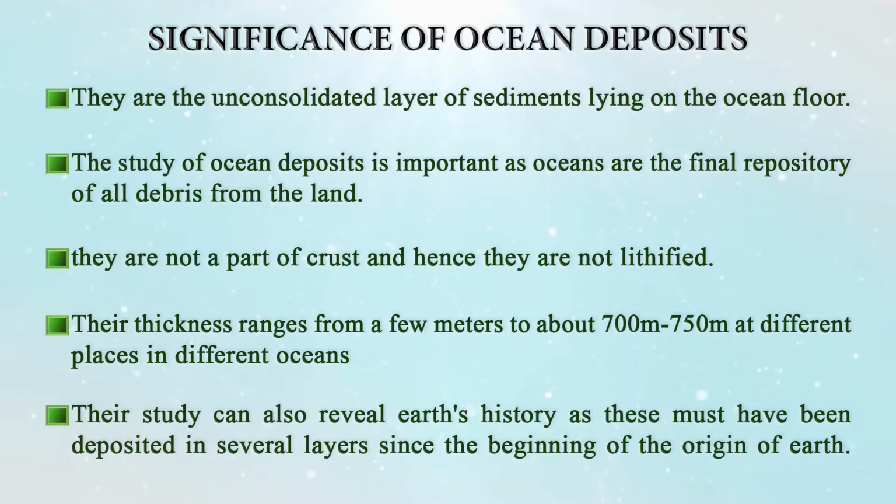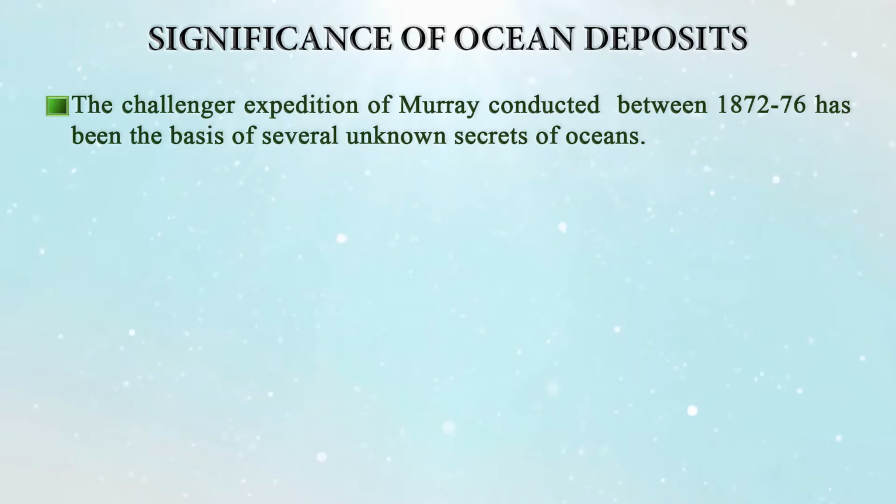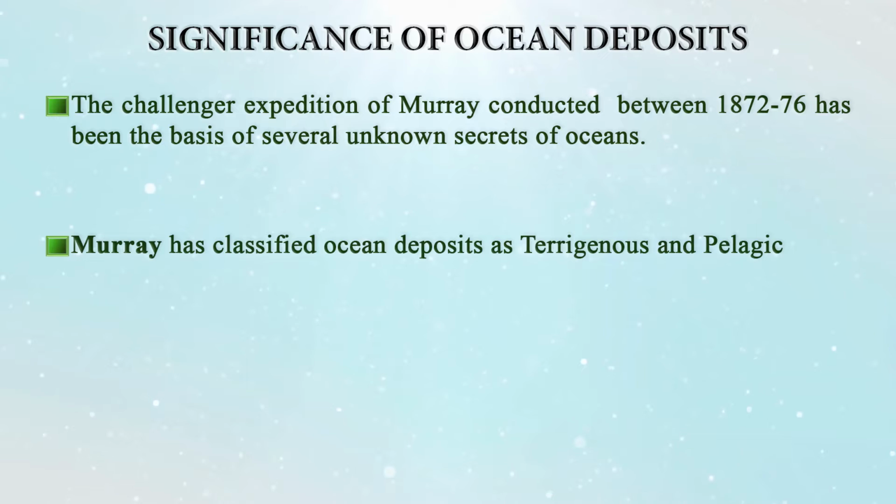Their study also reveals the earth history, as they must have been deposited in several layers since the beginning of the origin of the earth. So it is important for you to study ocean deposits as well, apart from other things you have already studied regarding the oceans at this stage. There are various expeditions, but the most popular was the Challenger expedition of the famous oceanographer Murray, which was conducted between 1872 and 76, and it has been the basis of several unknown secrets of the oceans. Murray classified ocean deposits as terrigenous and pelagic.